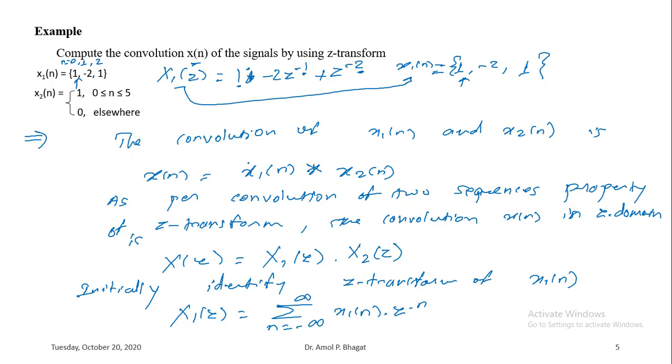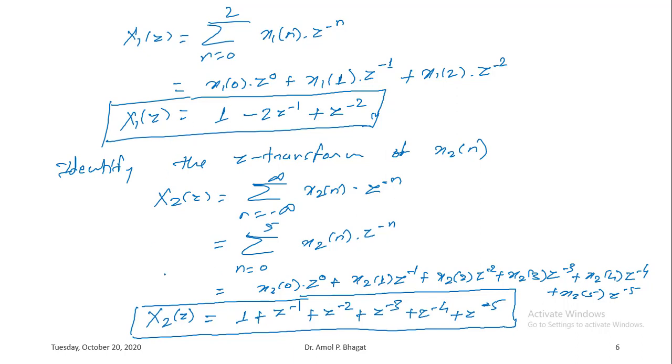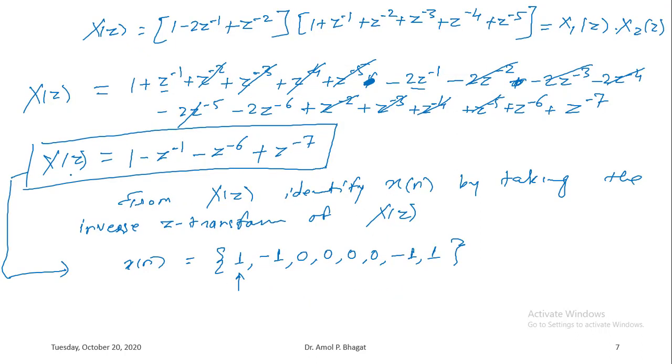Initially we have to identify the respective Z transform of each signal, that is, the Z transform of the first signal as X1 of z and of the second signal as X2 of z. Then we multiply their respective Z transforms to get the final result. This multiplication is represented as X of z, that is, X1 of z multiplied with X2 of z. Then after multiplication we identify the inverse Z transform. So it is a somewhat simpler method compared to the actual computation of the convolution.